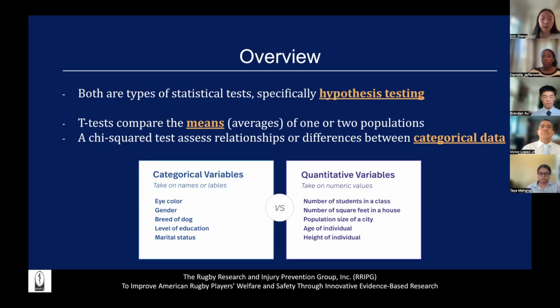So t-tests compare the means or averages of one or two populations, and a chi-square test assesses relationships or differences between categorical data. And so t-tests are for numerical data, while chi-square tests are for categorical data. And if you look at this graphic, it helps you understand the difference between those two by giving examples. So if you look at quantitative variables, you're able to find the mean of those and use them in t-tests because you can find the means of, for example, a list of ages, but you won't be able to find the means of a list of eye colors, for example.